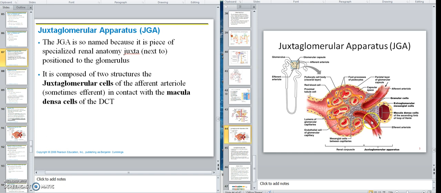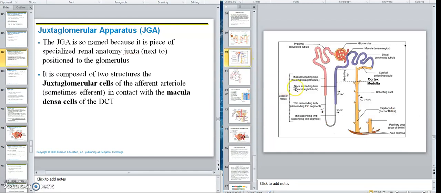Okay. Then you have the macula densa, right here, which are packed, dense, slightly taller cuboidal epithelial cells. And they produce something called a vasoconstrictor substance that we'll talk about in a moment. So that's it right there. Now let's go to a picture to show you the location, not how it works.